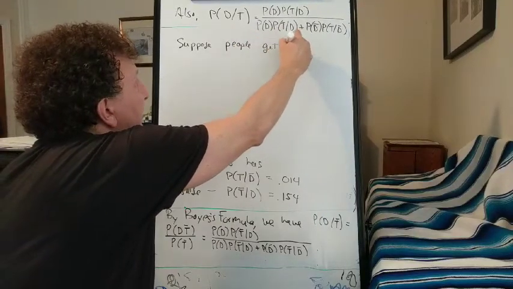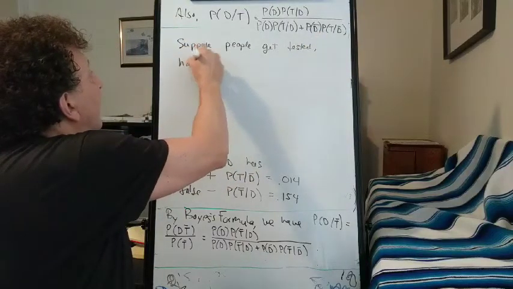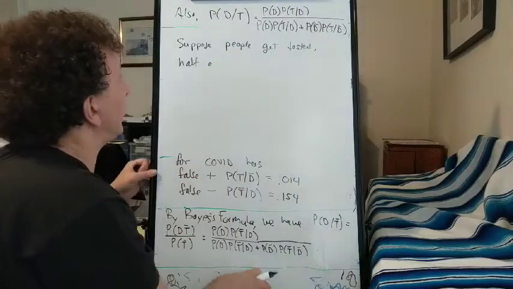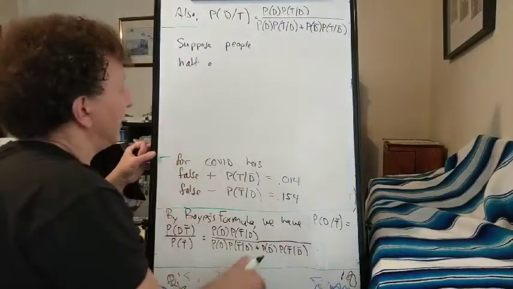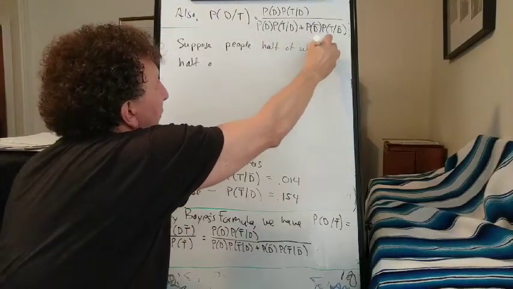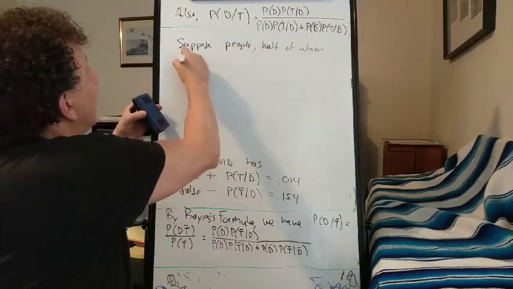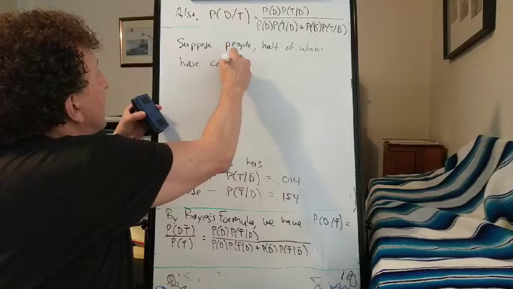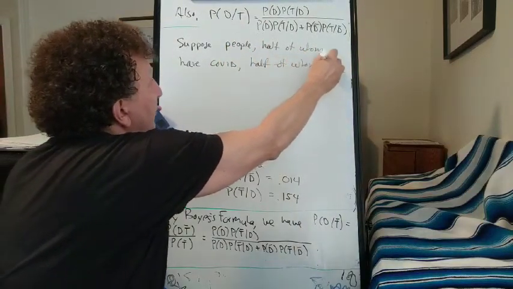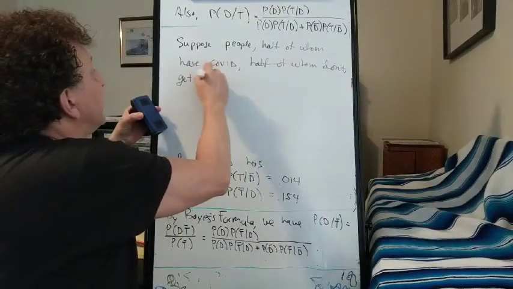So suppose people get tested, so these people, half of whom have COVID, half of whom don't. Suppose these people get tested.